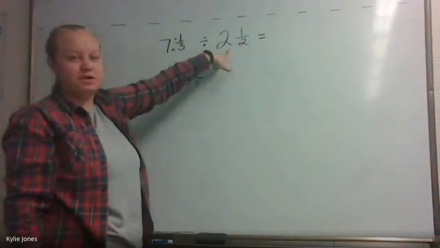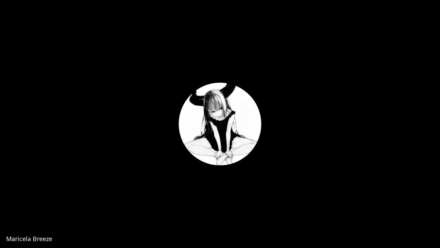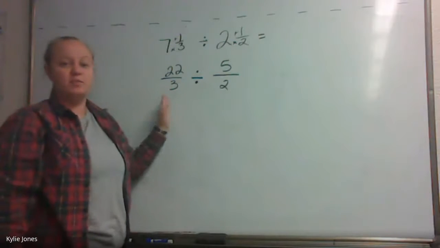Okay? We're still dividing. We're not done yet. We need to change this one now. We're going to do 2 times 2. What is 2 times 2? 4. Plus 1? 5. Over, what's my denominator? 2. Good. So now we have our 2 fractions, our improper fractions.